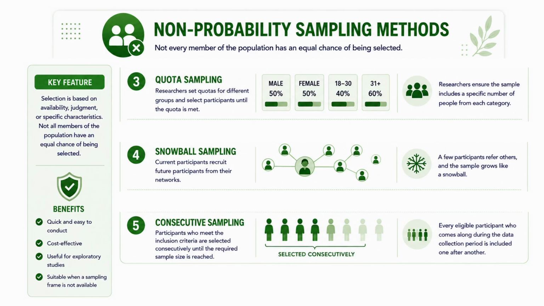Every eligible participant who comes along during the data collection period and who satisfies the inclusion criteria will be included, one after another. That is an example of consecutive sampling. These are the various non-probability sampling methods: convenience sampling, purposive sampling, quota sampling, snowball sampling, consecutive sampling.